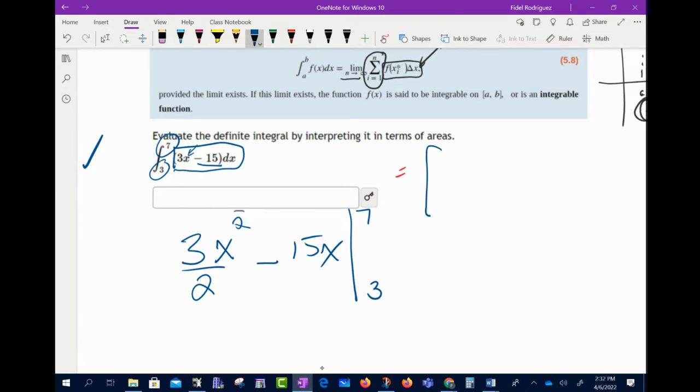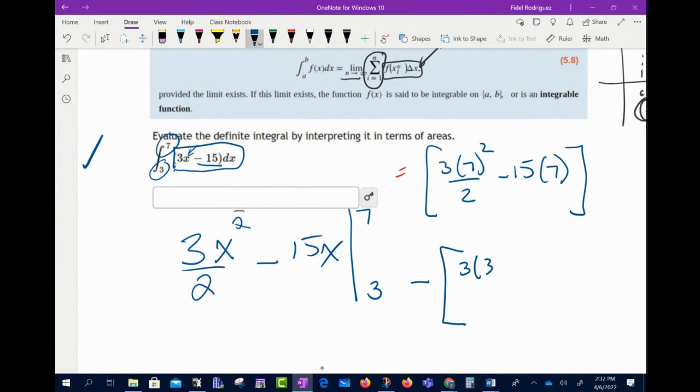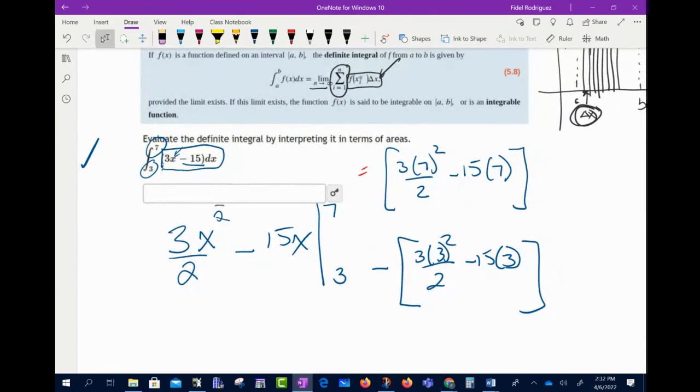So look, this is what I'm going to do. I'm going to write it like this. I'm going to write 3 times 7 squared over 2 minus 15 times 7 minus 3 times 3 squared over 2 minus 15 times 3. Okay. All right, so let me grab my calculator. Let me see if I can do this part right here.